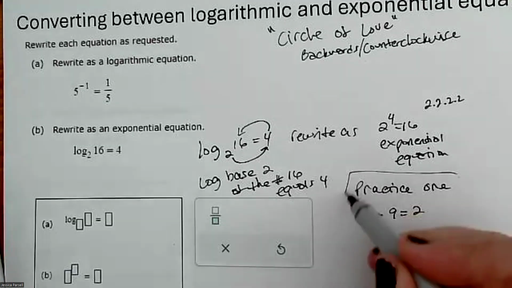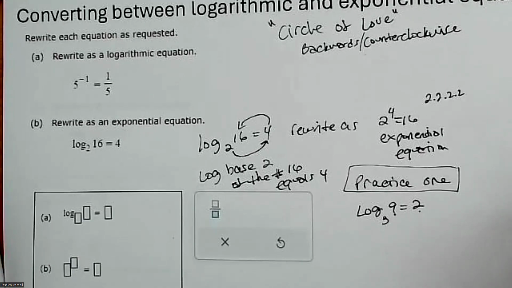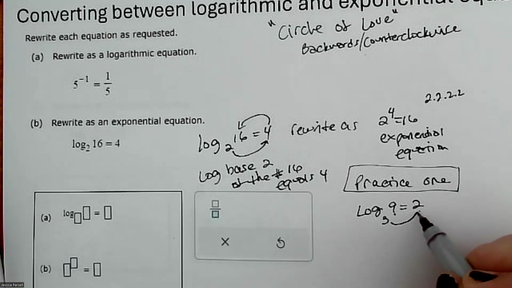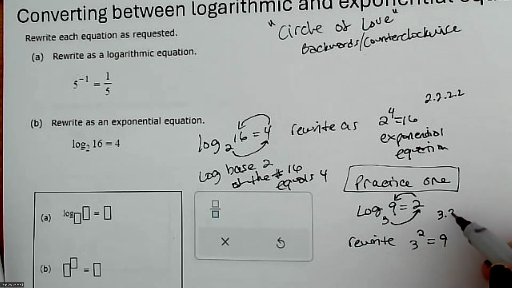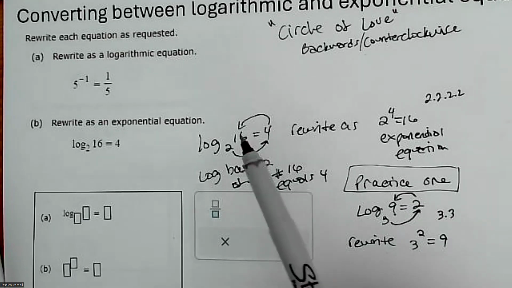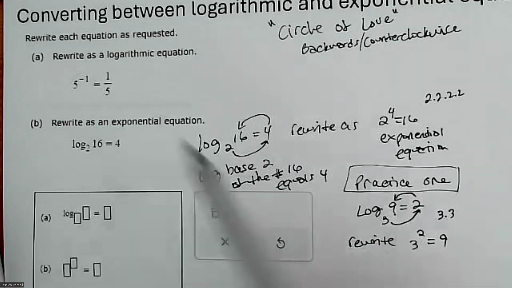I just wrote a practice one out for you. So think about this one. Log base 3 of the number 9 equals 2. How could I rewrite this? Right, so think about the circle. You could rewrite it as what? 3 to the 2nd power equals 9. And we know 3 times 3 does equal 9. So that's what I talk about when I talk about my backwards, counterclockwise circle of love. It also works here, okay?